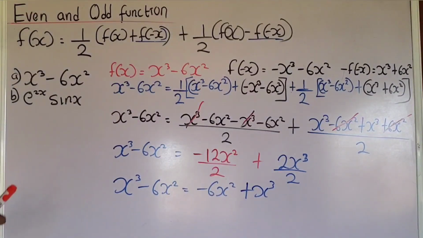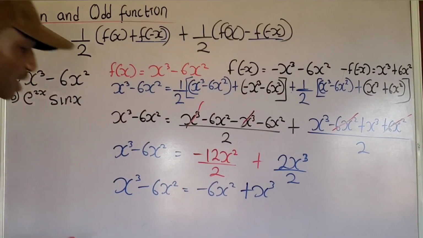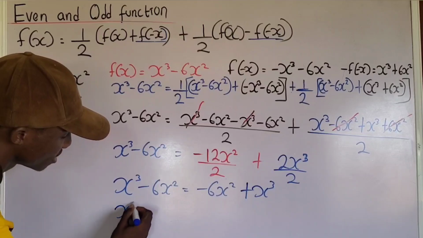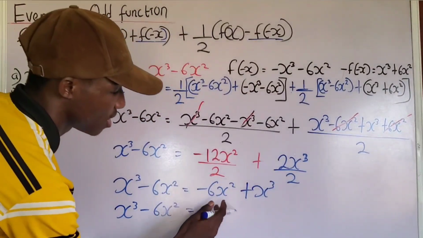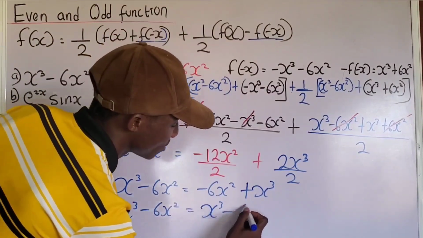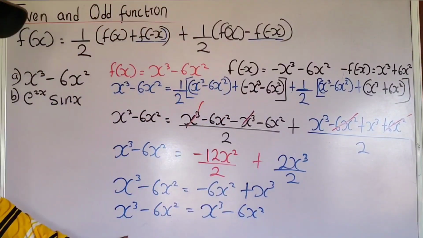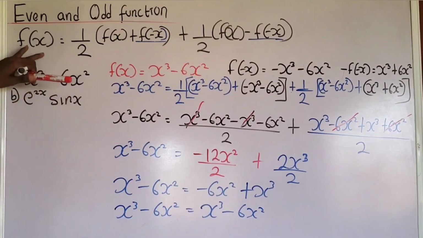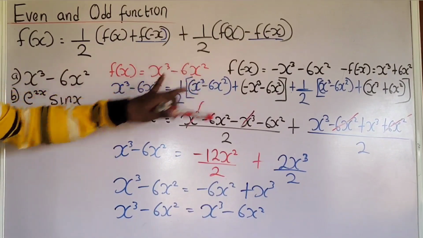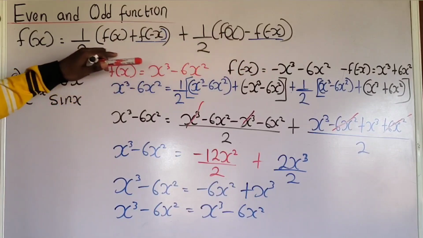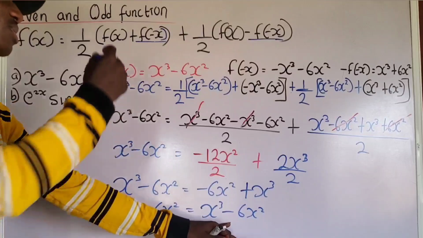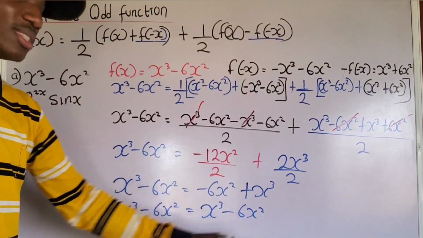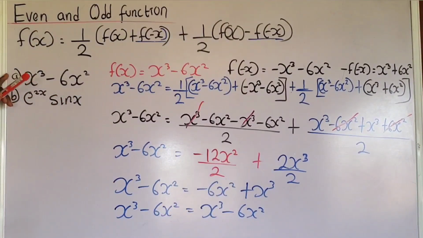Now, let us check whether this side is equivalent to this side. Don't forget that we can rewrite this. Minus 6x to the power of 2 is equal to, now, we can rewrite this side as x to the power of 3 minus 6x squared. You can see that this side is equivalent to this side, which means that f(x), which is x cubed minus 6x squared, is equivalent to, when we substitute all the values that we have here and we simplify it, we get the right hand side of this equation as x cubed minus 6x squared. That means that this first function, which is x cubed minus 6x squared, satisfies this condition.